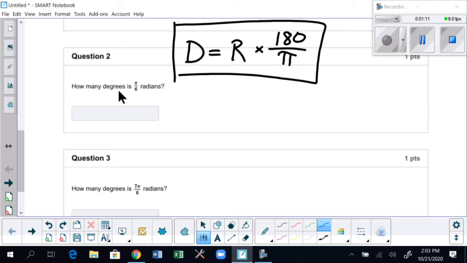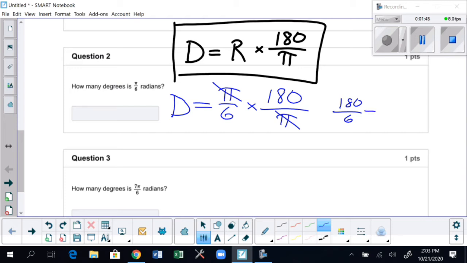Question 2. How many degrees is pi over 6 radians? All right, let's write this out first, and I'm going to show you how you can use one of your calculators on the laptop or your Chromebook to find the answer. So to find this in degrees, we're going to do pi over 6 radians times 180 over pi. Now, I'll just do this one by hand. We could cancel the pi's out, and we're left with 180 divided by 6, and that is just 30. So this is one you could very easily do by hand.